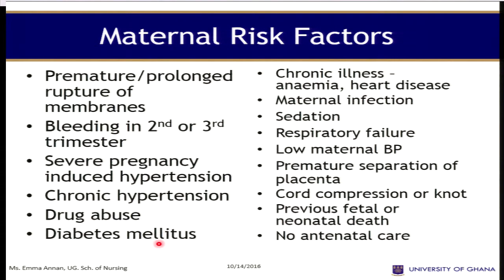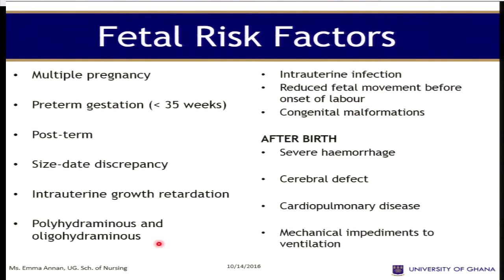Maternal risk factors, we have a lot. Some of them are premature prolonged rupture of the membranes. When the mother bleeds in the second or third trimester, it can lead to the child having birth asphyxia. When the mother abuses drugs, when the mother has DM, when there's chronic illness, and so on and so forth, it can lead to the child having birth asphyxia.